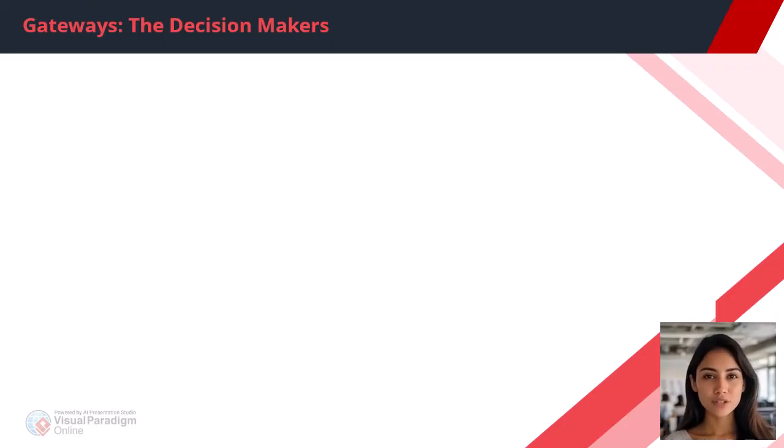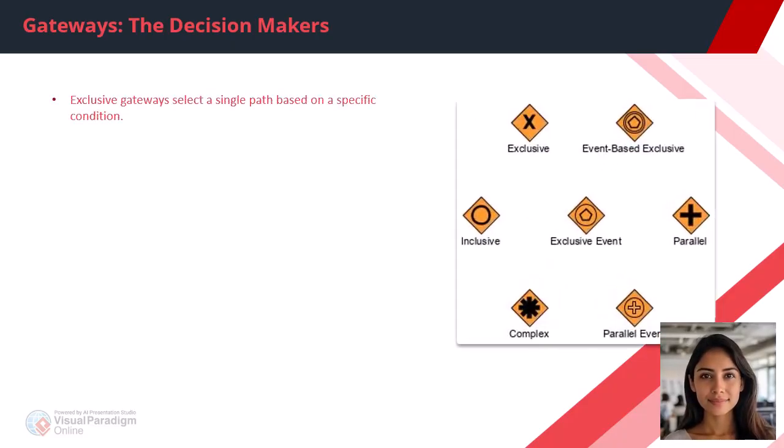Gateways control the divergence and convergence of the process flow. They determine which path the process takes based on conditions or events. Think of an exclusive gateway as a strict fork in the road where only one direction is possible. It evaluates a condition to decide if the process goes left or right.